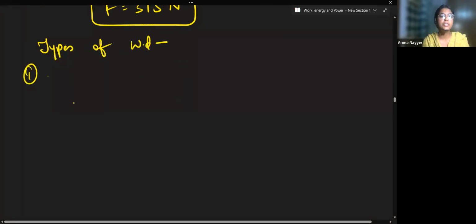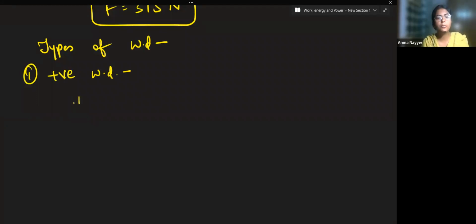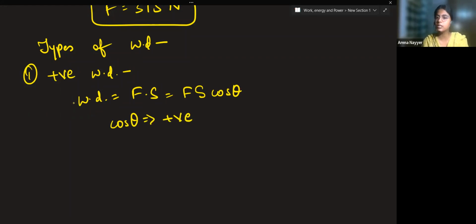So see, the first type of work done you have is positive work done. Positive work done basically means, see, your formula for work done is F dot S, right? We take the magnitude of force, magnitude of displacement into cos theta. Now cos theta here is positive. Whenever you have cos theta as positive, it means theta has to be an acute angle. Acute angle, do you understand? Any angle that is less than 90 degree.